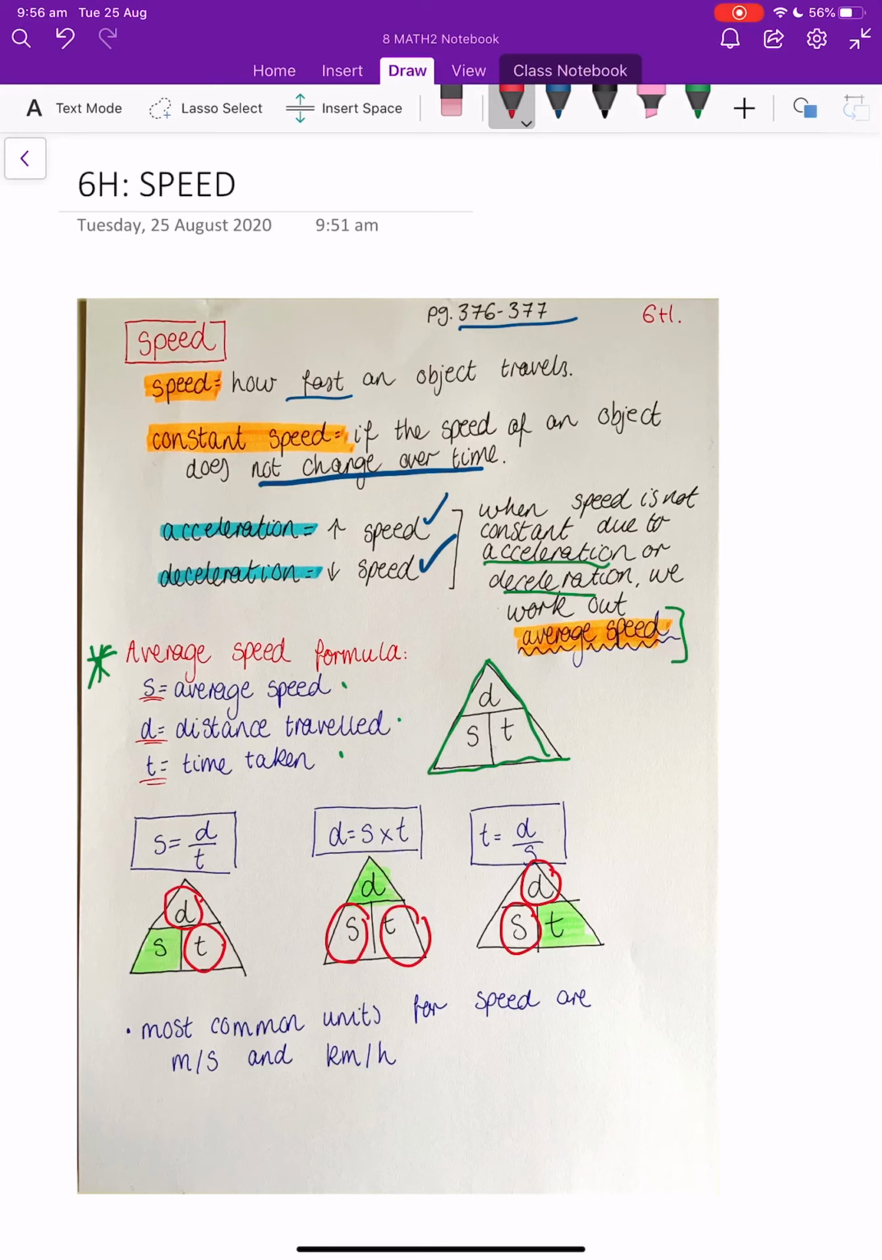Now, notice here in my triangle, when I'm trying to work out average speed, my triangle is the same, D S T. I just have D and I divide that by T. Whereas if I'm trying to find the distance traveled, the triangle is the same as above, D S T. I just go speed multiplied by time. Or if I want time traveled, I've got D at the top of my triangle divided by average speed on the bottom, okay?